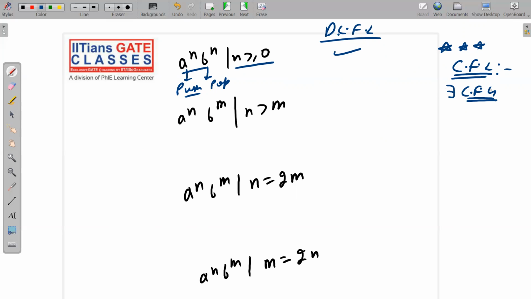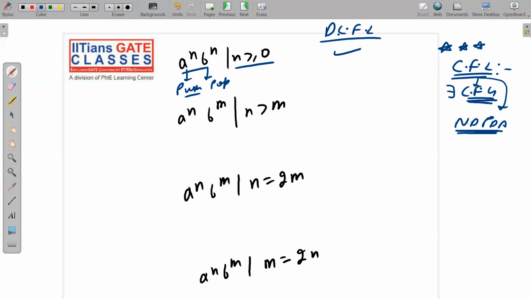So CFL means what? There is a CFG, or you are able to construct an NDPDA for it. Please note it down carefully. We should be able to construct an NDPDA. DPDA is not compulsion, NDPDA is compulsion. So you should be able to design an NDPDA, or you should be able to construct a context-free grammar, then the language is CFL. And when can you say the language is DCFL?